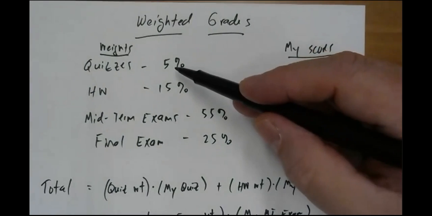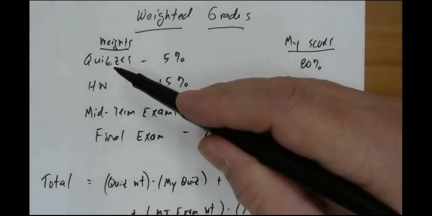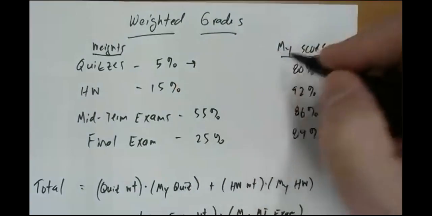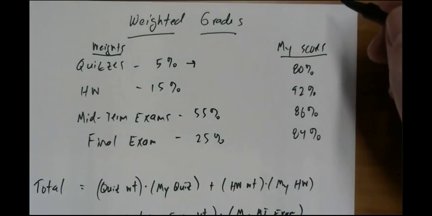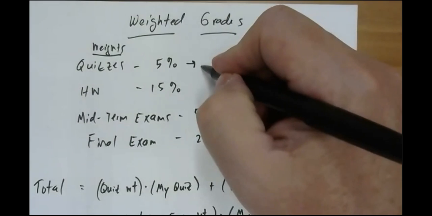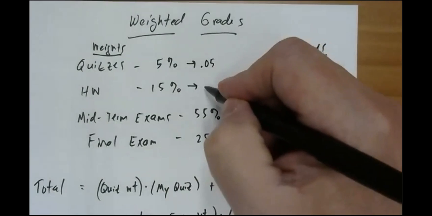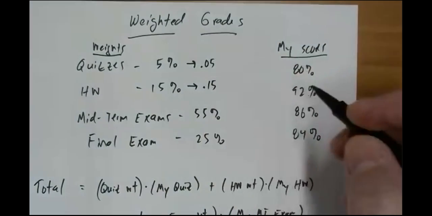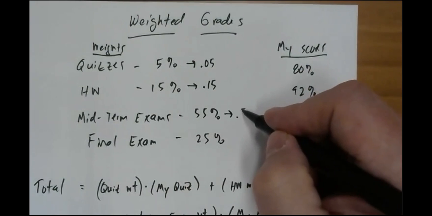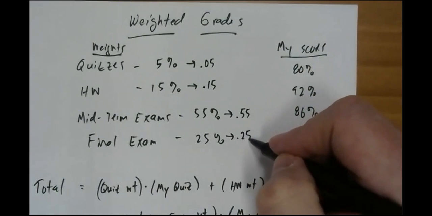For the weights, when I do this calculation, I'm not going to plug in 5 for quizzes. Instead, I need to convert each of these weighting percents into a decimal. So hopefully you remember how to convert percent to decimal. 5% as a decimal is 0.05. 15% as a decimal is 0.15. 55% is 0.55 and 25% is 0.25.